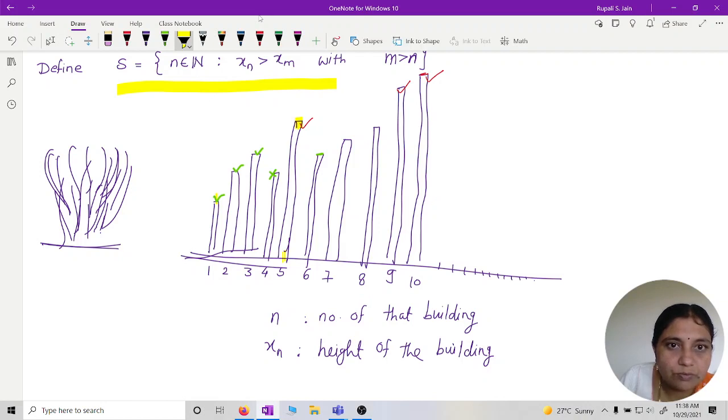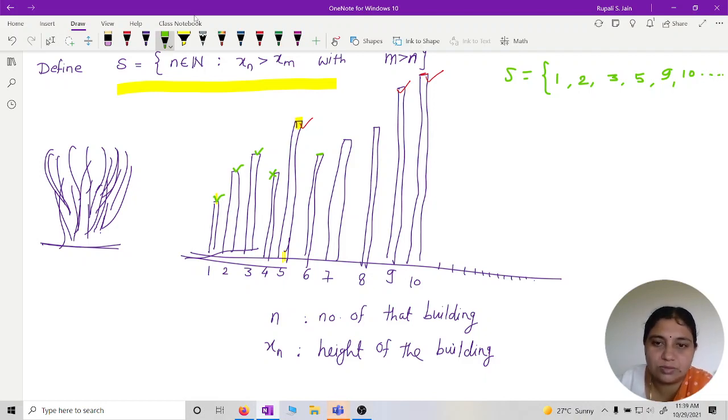So which building numbers will S contain? From this, 1 will be there, 2 will be there, 3 will also be there, 4 can't be a member of this. 5th will be there, 6, 7 won't be there, 8 is also not there, then 9 and 10, and so on, because there are infinitely many buildings, but they should satisfy that condition. Are you getting this set S?